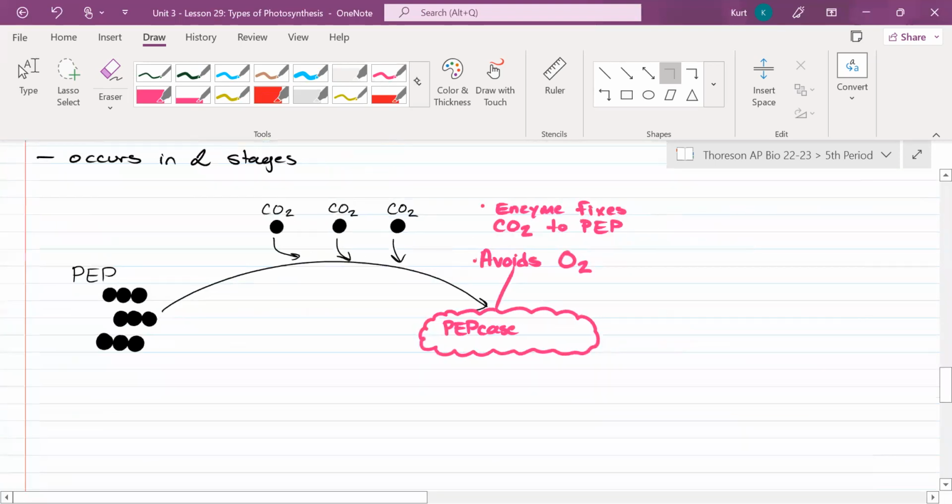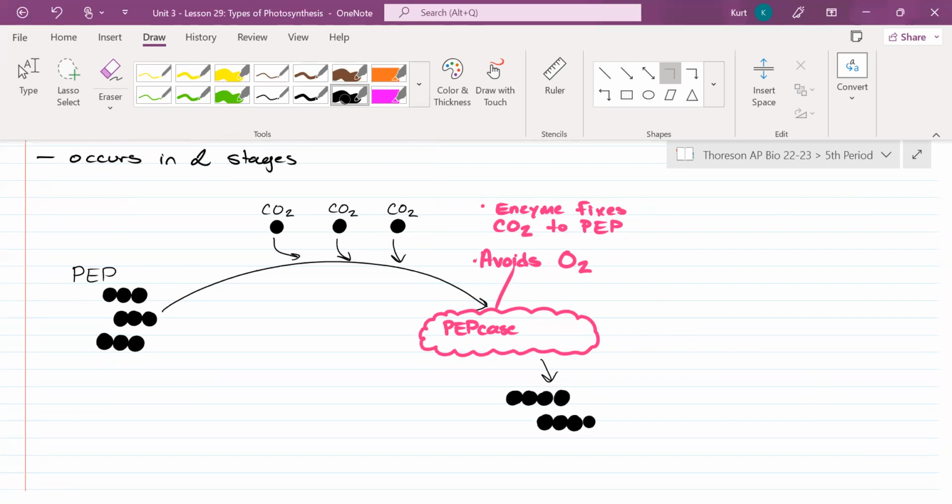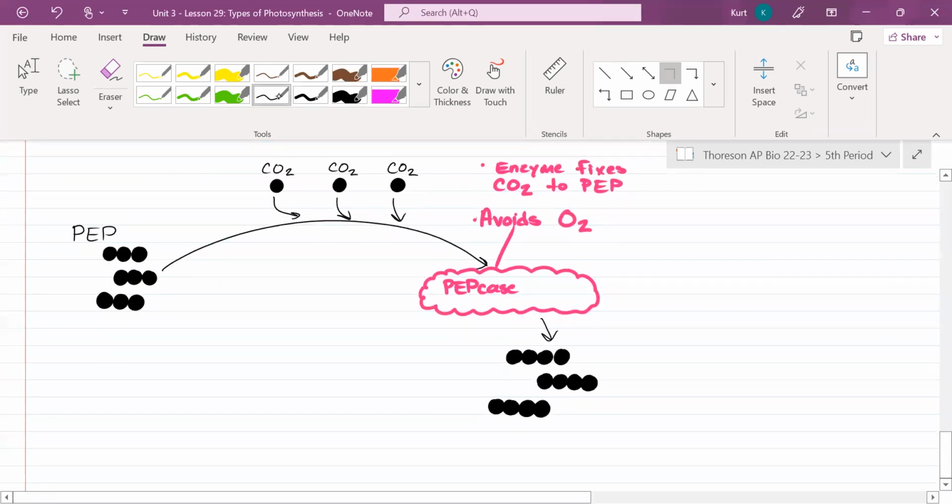So 3 plus 1 is 4. This is why it's called C4 photosynthesis, because you want to make these types of molecules. Now, I'm sorry for the name of these. The name in here is just annoying. It's not scary. It's just annoying.